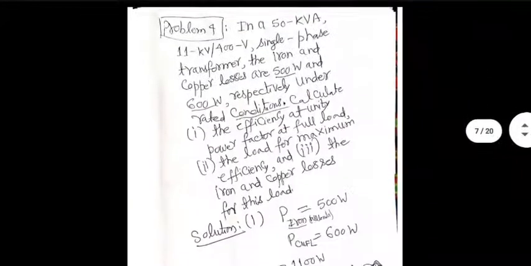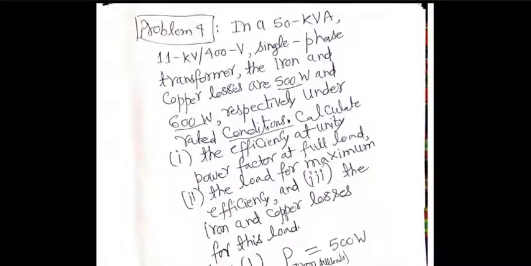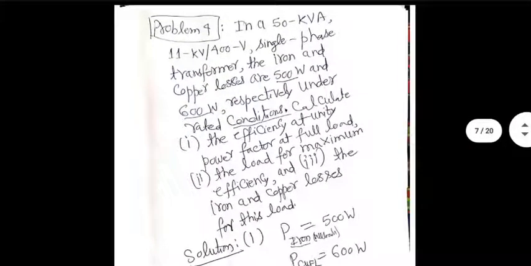Next one. In a 50 kVA, 11 kV to 400 volts single phase transformer, the iron and copper losses are given to you. That's a very interesting question. Under rated conditions, calculate the efficiency at unity power factor at full load. Part 2, the load for maximum efficiency. And part 3, the iron and copper losses for this load.